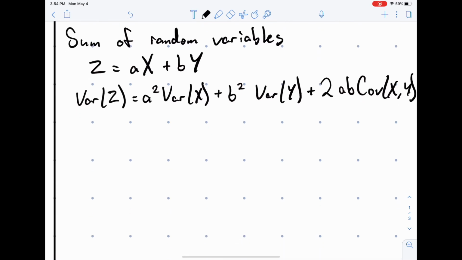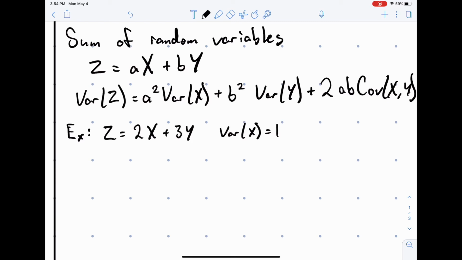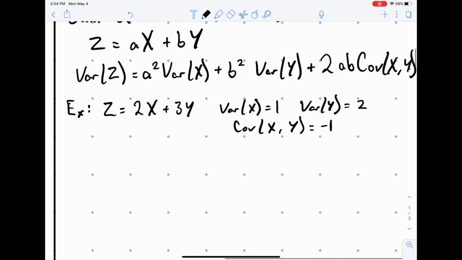So here's an example of that. We can use this to calculate the mean and variance. If we have z is equal to, say, 2x plus 3y, we have variance of x equals 1, variance of y equals 2, and covariance of x and y, say that equals -1, because covariances, unlike variances, can be negative.